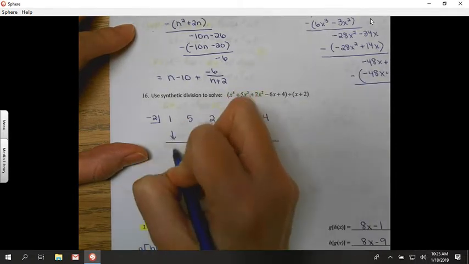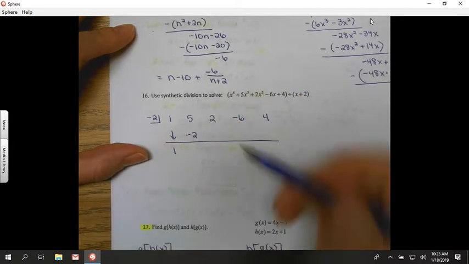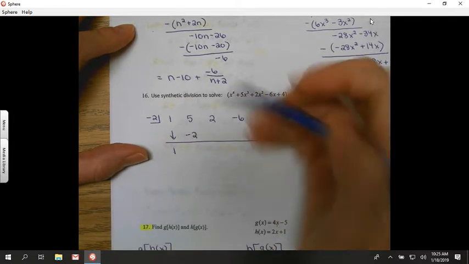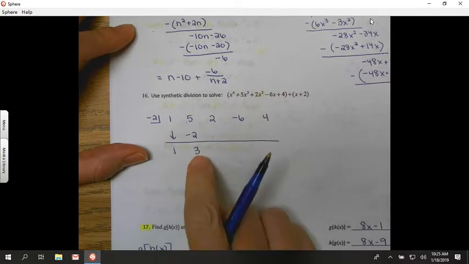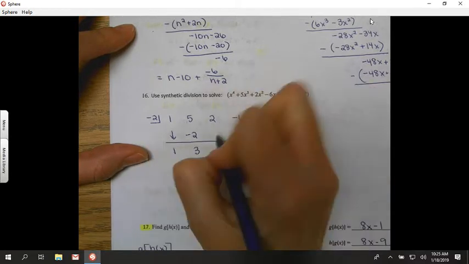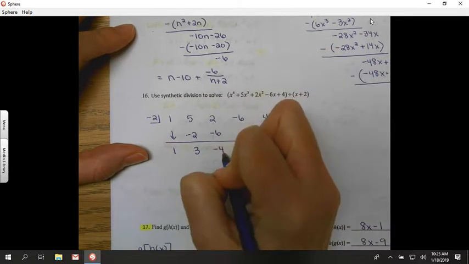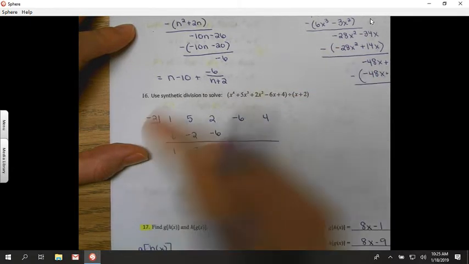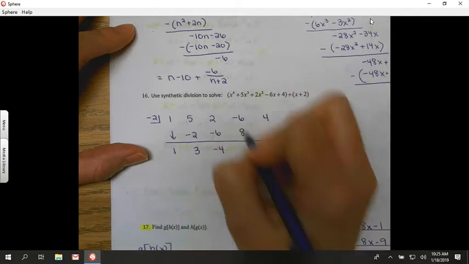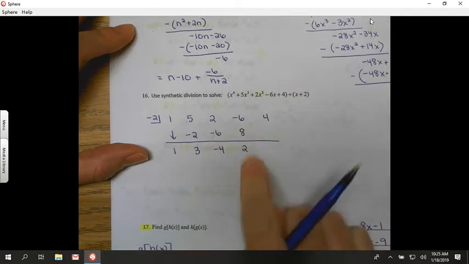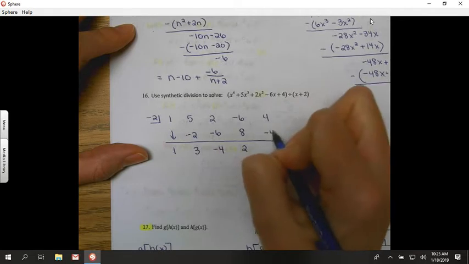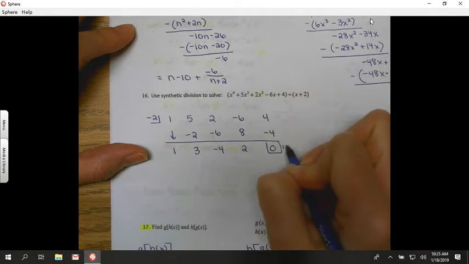I'm going to bring my 1 straight down. 1 times negative 2 gives me a negative 2. Add down, so 5 plus a negative 2 gives me a 3. 3 times negative 2 gives me a negative 6, and now I'm going to add down. So negative 4. Negative 4 times negative 2 gives me a positive 8. Add down and I get 2. 2 times negative 2 gives me a negative 4. So this time I get a remainder of 0.